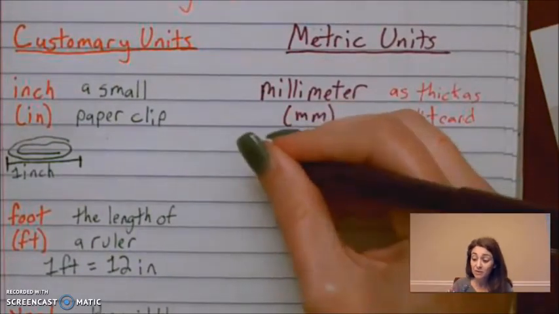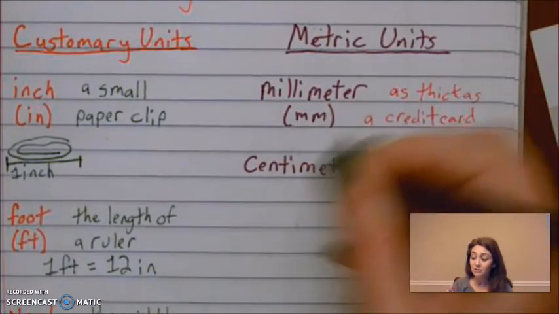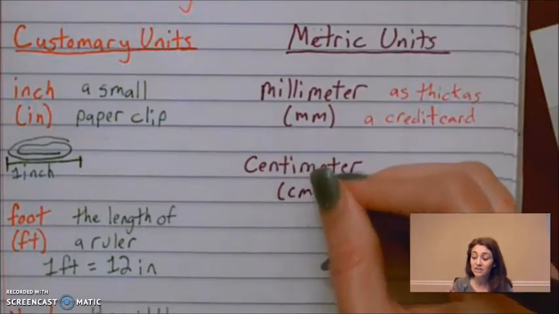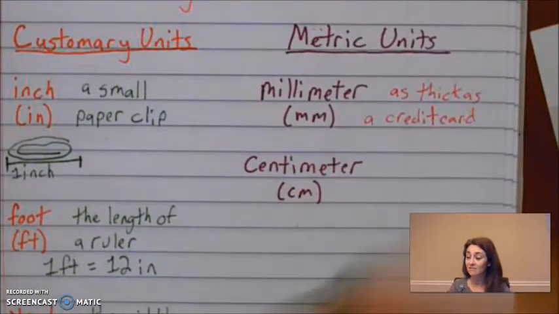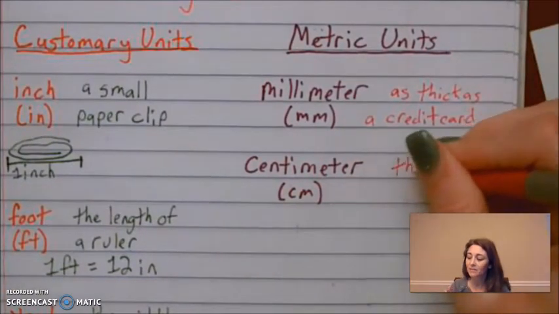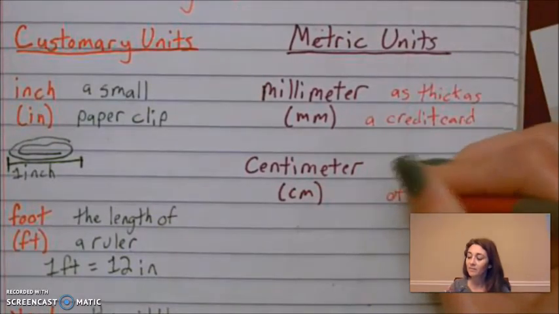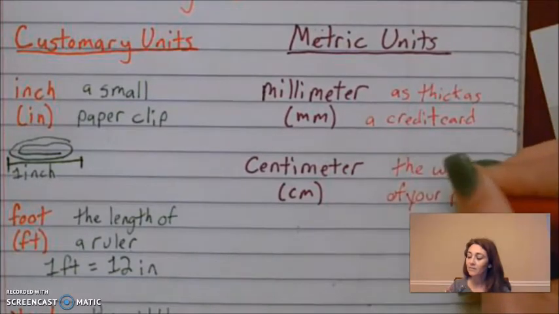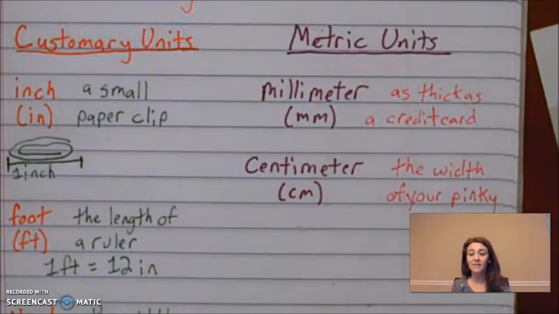So the next one we're going to move up to is a centimeter. Now we've used centimeters before. We've measured in science class using centimeters. The abbreviation is CM. A centimeter is the width of your pinky. About the width of your pinky. Okay, the ruler that I was using earlier does not have centimeters on it, so I'm going to show you another way that you can do that.